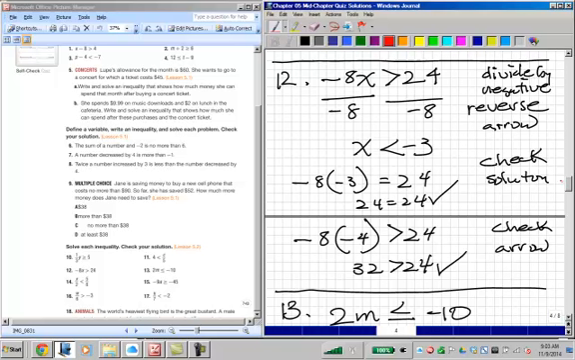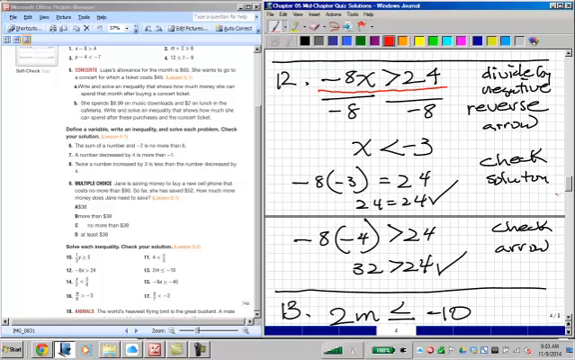Check the solution. I'm going to plug negative 3 into the original, here's the original right here. So negative 8 times negative 3, and I keep saying equation, I'm sorry about that, it's the original inequality sentence. So I plug negative 3 in with an equal sign in place of the inequality symbol. I get negative 8 times negative 3 equals 24, and that's correct. So I know that negative 3 is the right solution number.